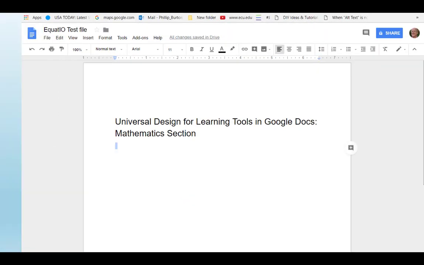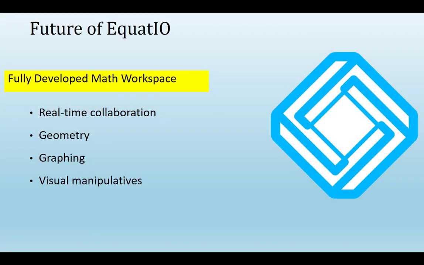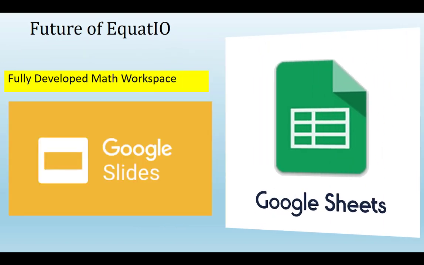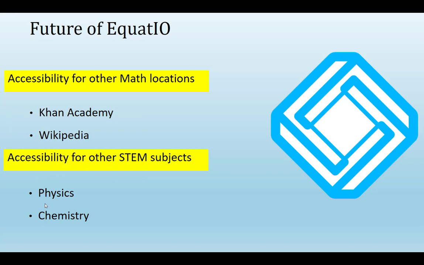The future for EquatIO is very exciting to me. Besides the tools that we already have in UDL, they're working toward a fully developed math workspace, which will include real-time collaboration, geometry, graphing, visual manipulatives. The application should also work in other things like Google Sheets and Google Slides. Finally, more exciting to me than those things is the fact that they're going to help with the accessibility of other math content locations on the internet, such as Khan Academy, Wikipedia, etc.